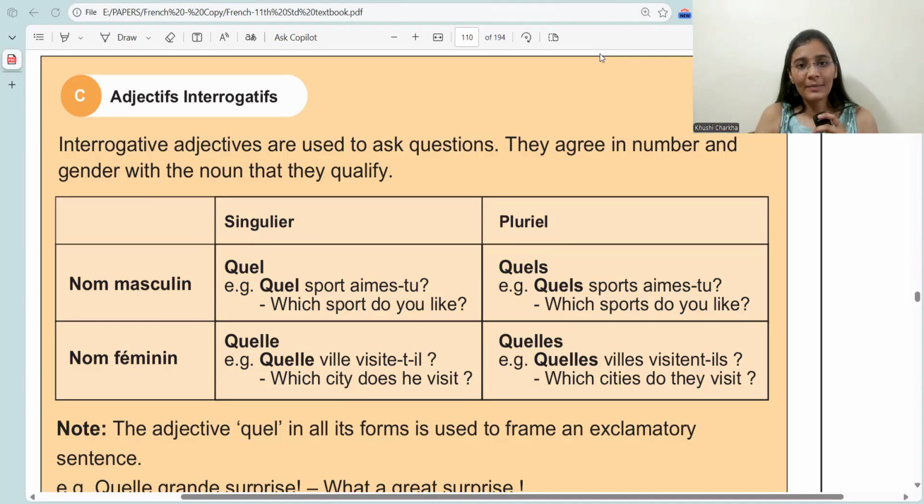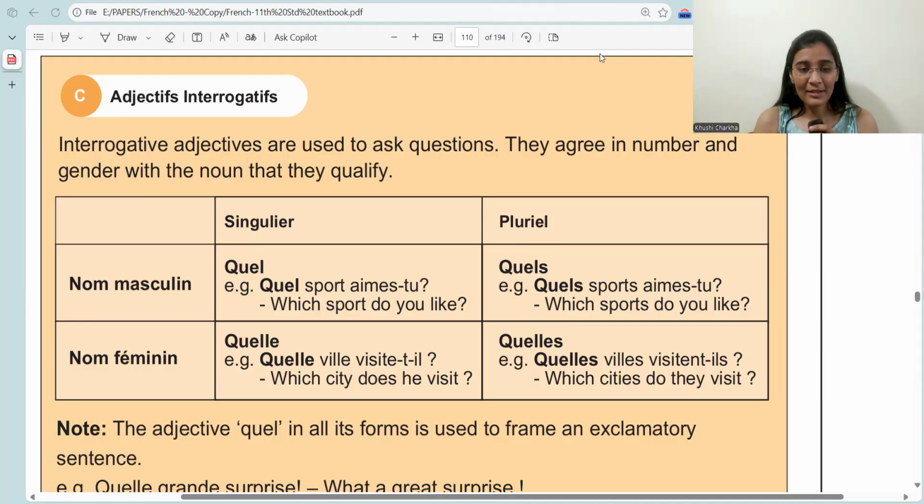So make a curly bracket in your textbook or in your notebook where you're making notes. Make a curly bracket in front of all the four types of quel and write what or which. But the only difference is that some quel is for masculine, some is for feminine. Now we are looking into it.